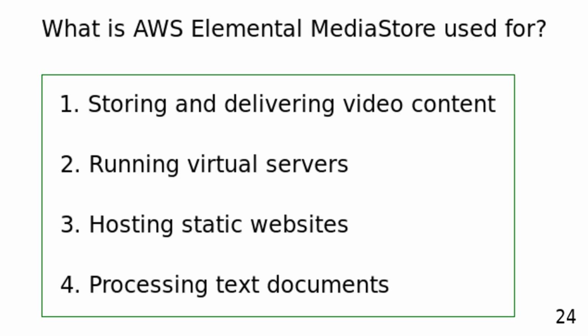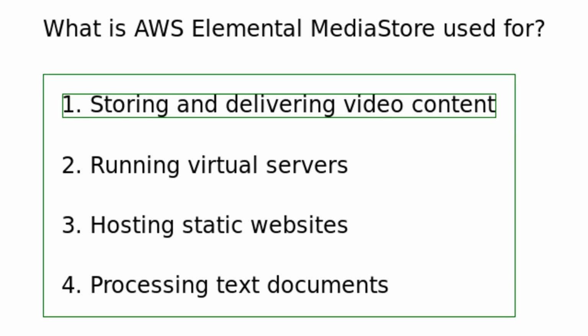What is AWS Elemental MediaStore used for? Storing and delivering video content. Running virtual servers. Hosting static websites. Processing text documents. AWS Elemental MediaStore is a storage service optimized for media. It allows you to store and deliver video content with the ability to scale automatically.